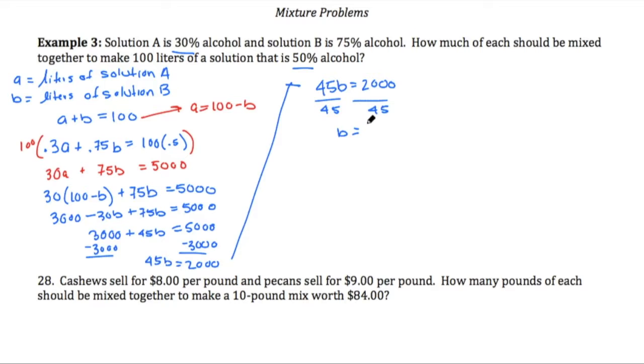b is equal to 400/9, which is the reduced fraction. That's also equivalent to 44.4 repeating. Right away, I'm happy because I got b, the second solution, as less than 50. So a is going to end up being more than 50. So we want to go ahead and find a.